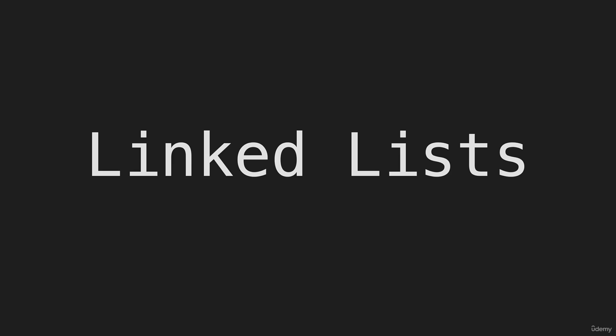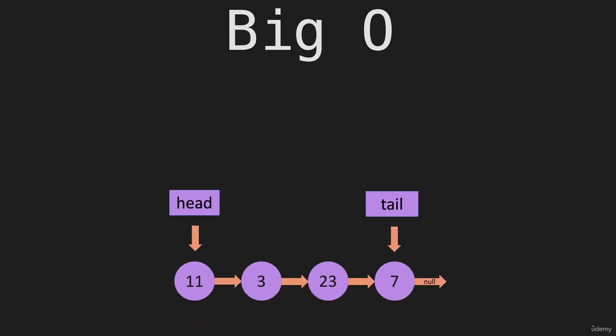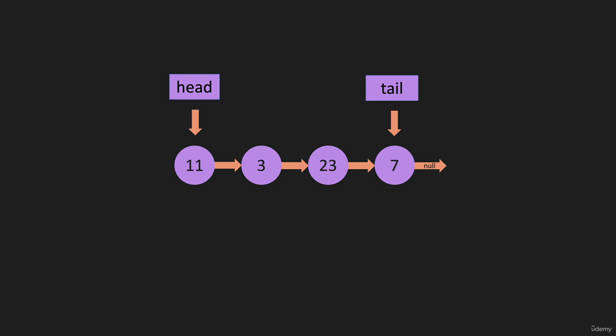So here we're going to look at linked lists, big O. We're going to look at the big O of all of the things that we do with a linked list. So I'm going to bring up a linked list, and we're going to bring a node in from the right, that four node there.